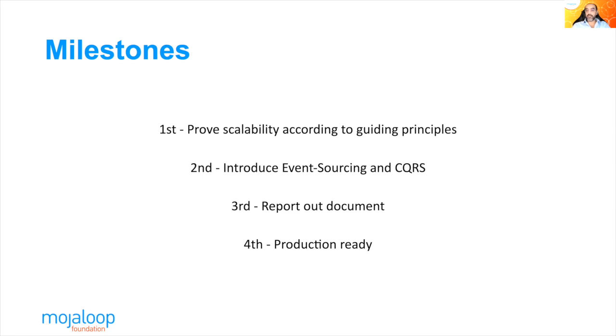We have achieved the first 3 milestones until last December, when we released the first draft version of the report out document, with all of the details of how the POC is built, including the list of things that need attention to make it production ready. This has been available since then. The last milestone is making this production ready, which obviously requires some work.